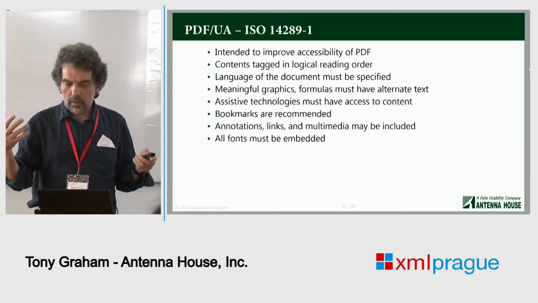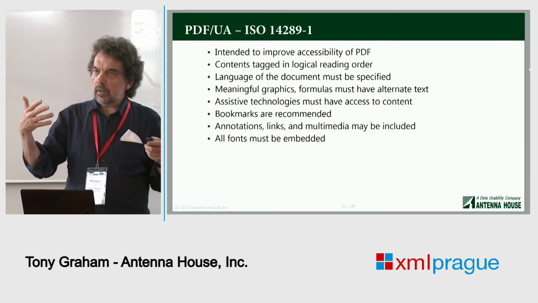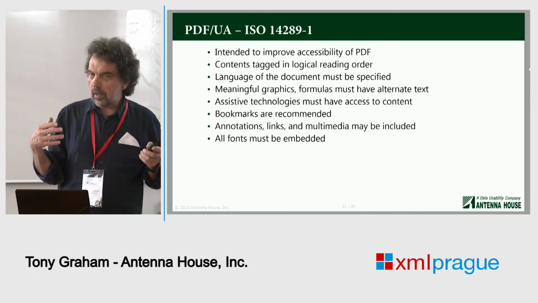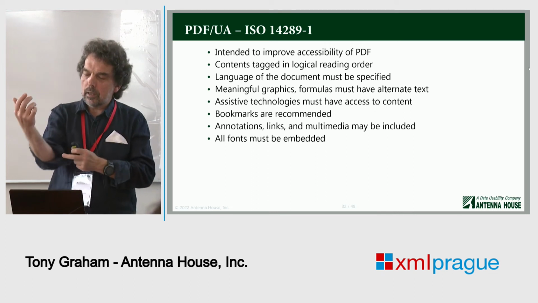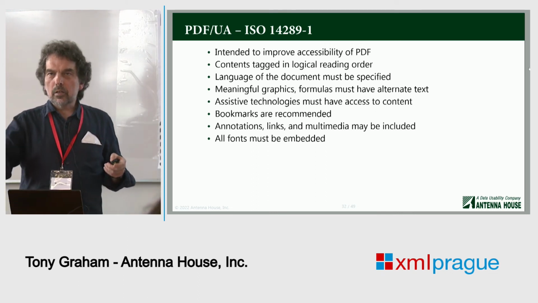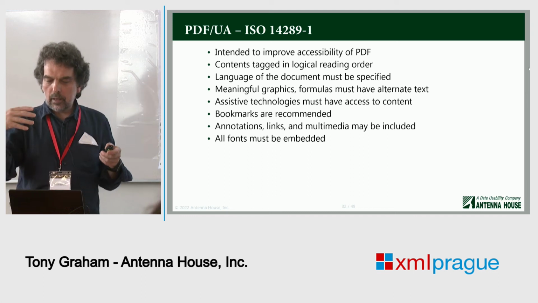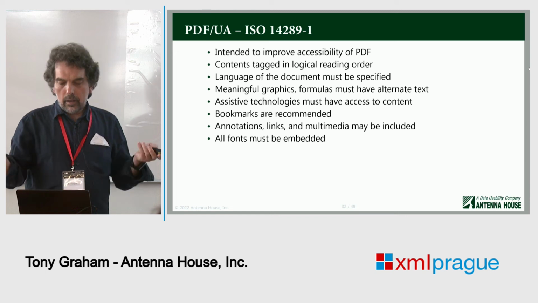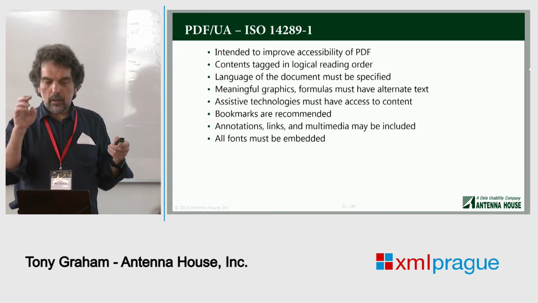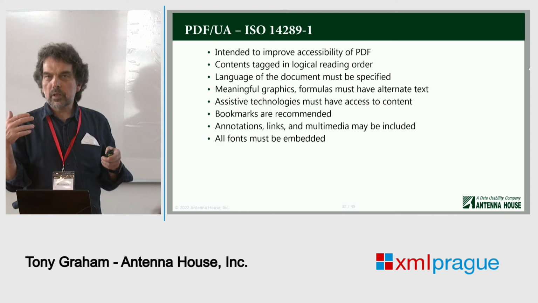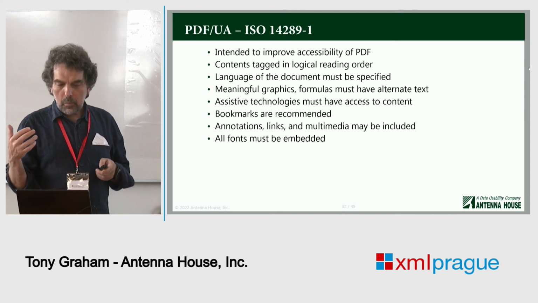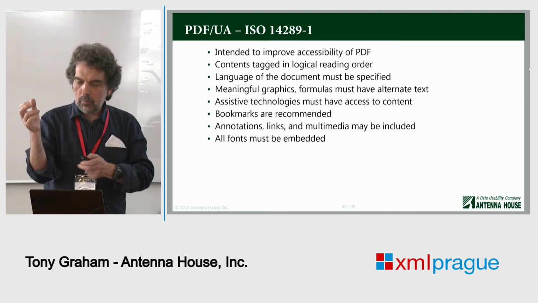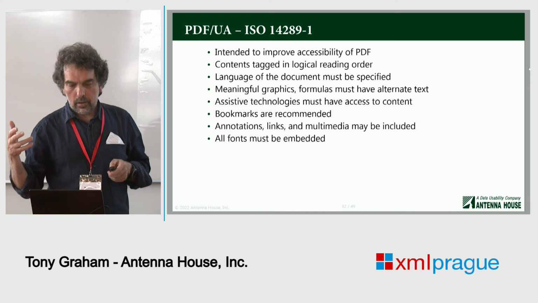It's fairly obvious. It's recommended to have bookmarks, the representation of the structure which Acrobat would render on the side of the screen, but an assistive technology device might provide it some other way to make it easier for people to navigate through the document. It can include annotations, links, and multimedia, and all fonts must be embedded. That's not so important for a screen reader, but it's important for presenting the information.